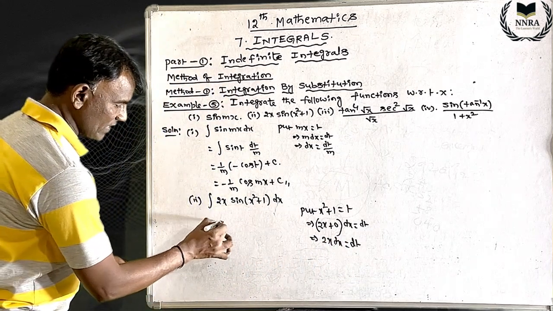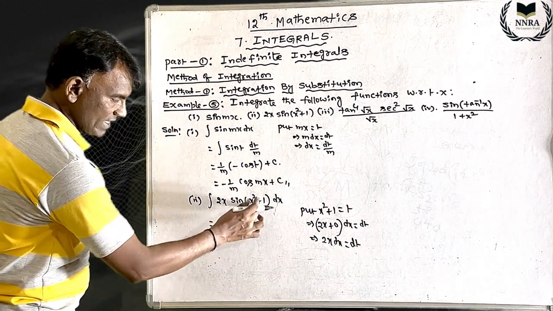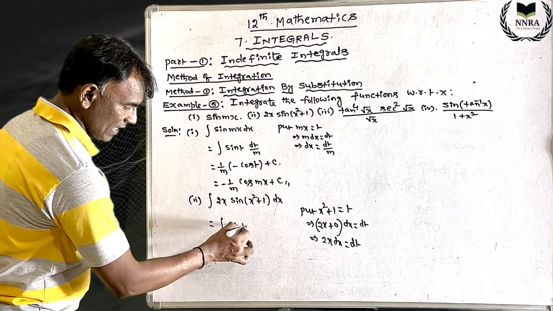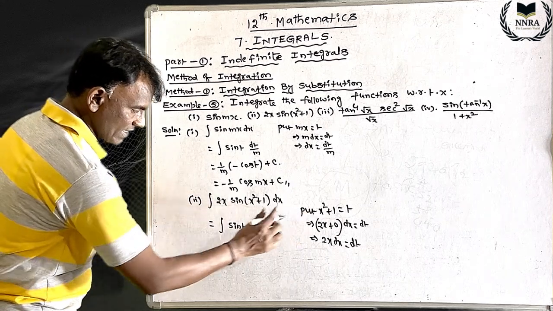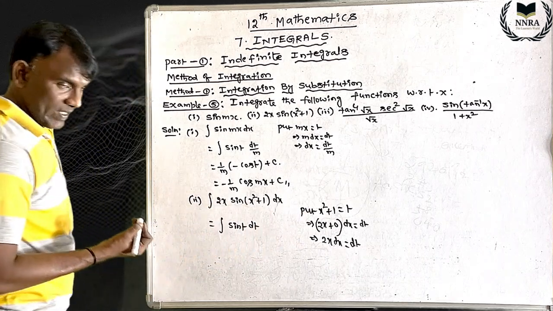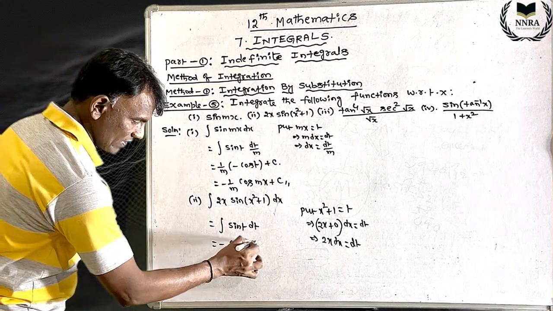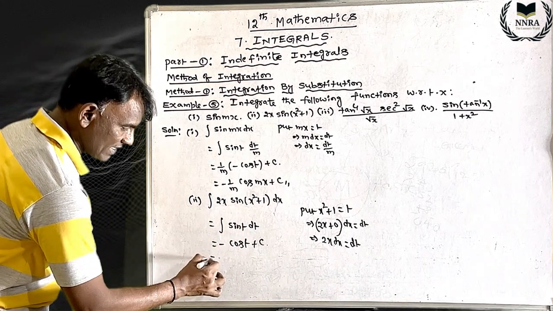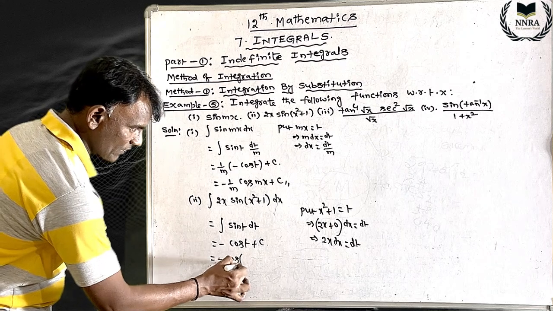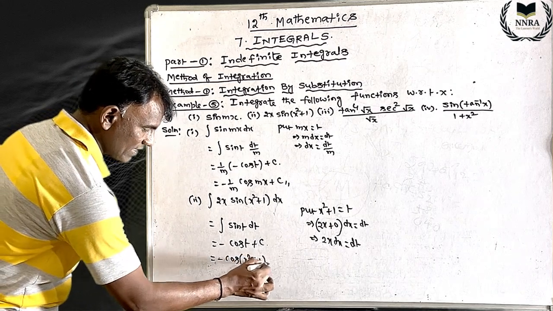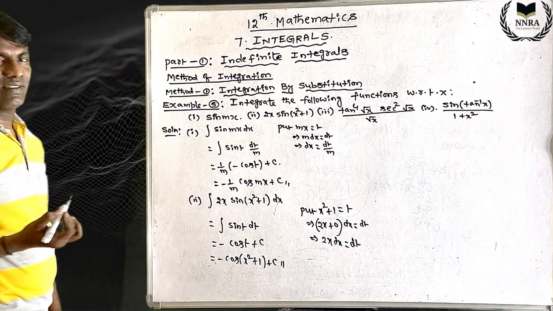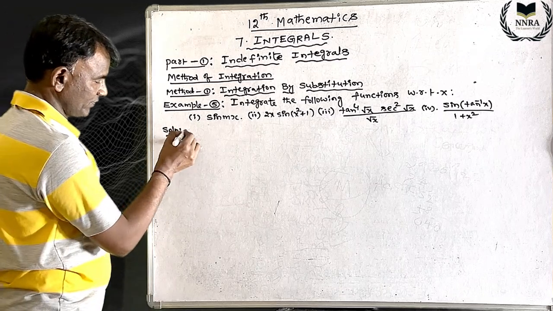So how to write this one? Integral. So it is sin t, right? And what is the value of 2x into dx? That is dt. So what is integral sin t dt? Minus cos t. Then constant c. And finally substitute the t value. What is that? x square plus 1. Then constant c. Now the third one.